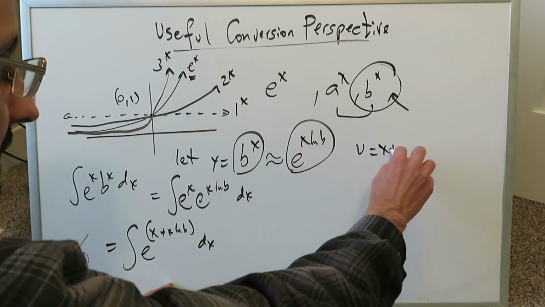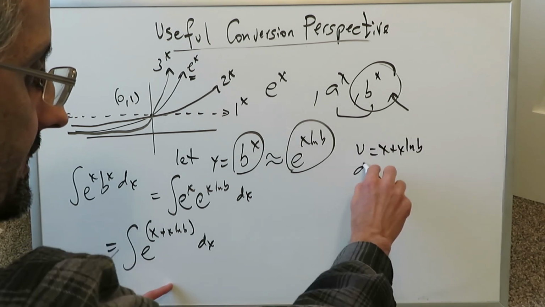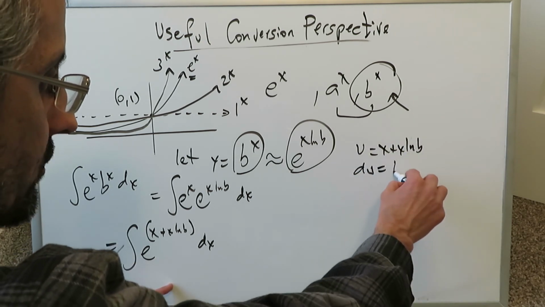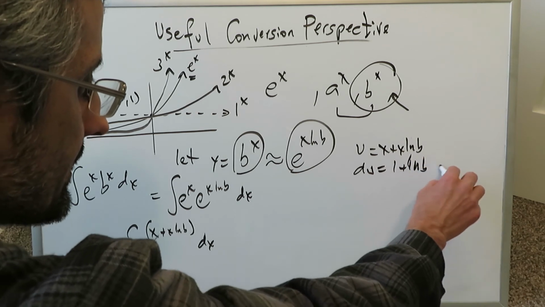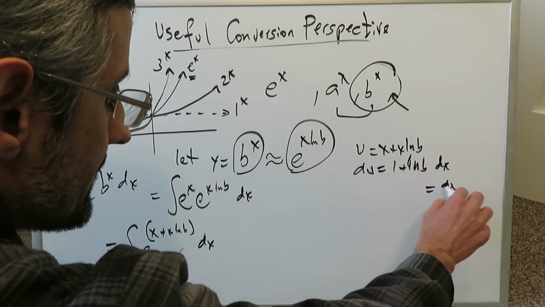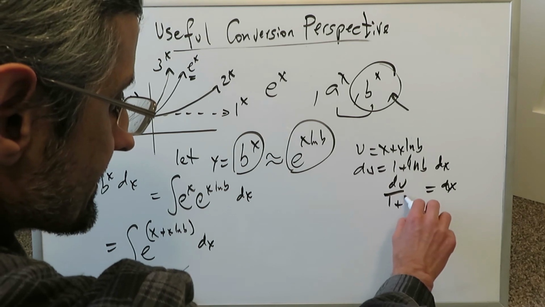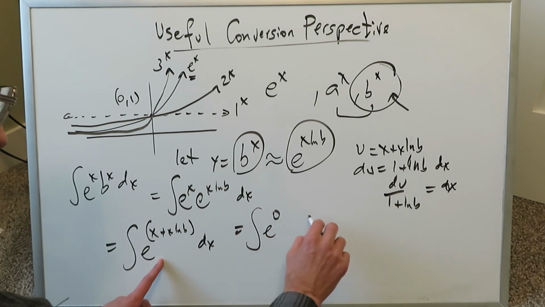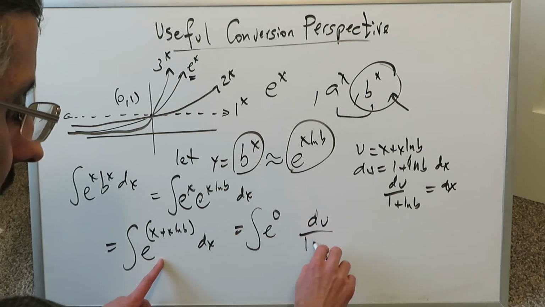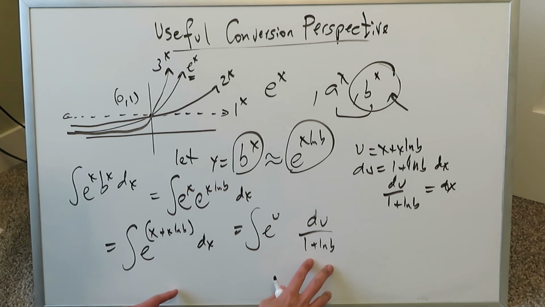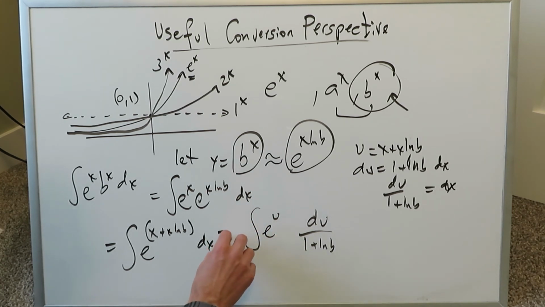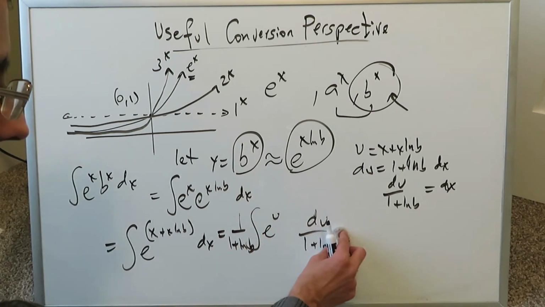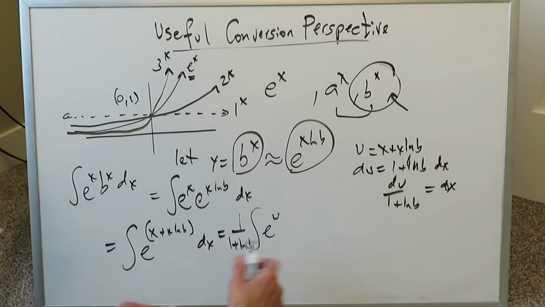If u is equal to x plus x ln b, then du is equal to the derivative of this, which will be 1 plus ln b dx. And then dx will be du over 1 plus ln b. And you bring everything here into play. You're looking at e to the u, and then you're looking at du over 1 plus ln b. This 1 divided by 1 plus ln b can come right here as a coefficient to your entire integral, and I want to do that. 1 over 1 plus ln b. And then I can eliminate this denominator here, and we can clean it up like this.